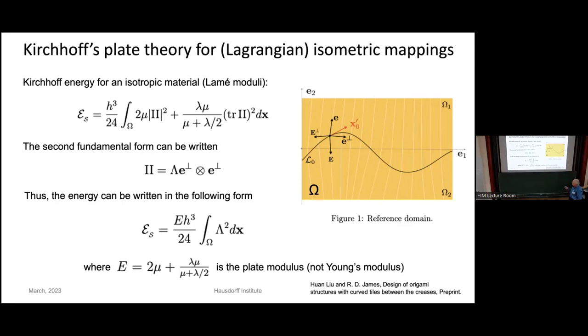And the energies can simply be written this way. When you write it this way, it looks like these two terms would be separate, but actually they can be combined, and it's simply this capital lambda squared, this coefficient in the second fundamental form, times a modulus E. Usually people would use E for Young's modulus, but it's the plate modulus. It's this modulus in terms of the Lamé module. It's not Young's modulus in particular.